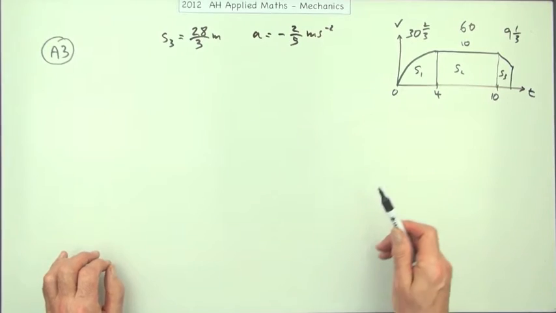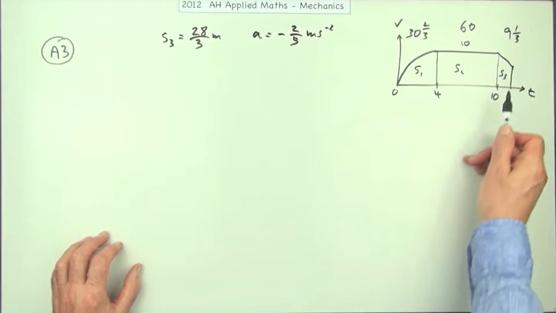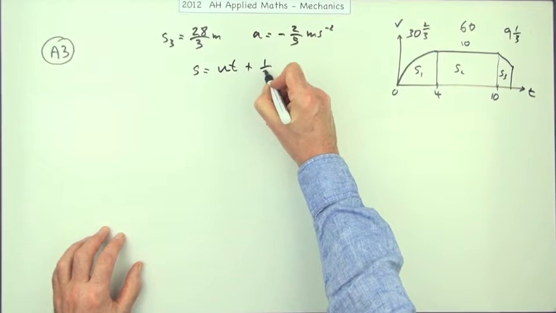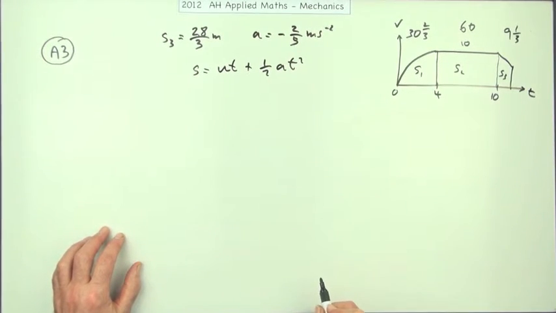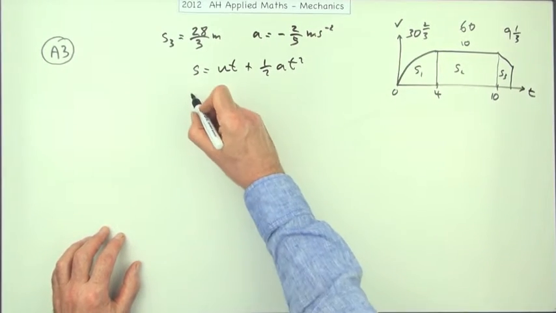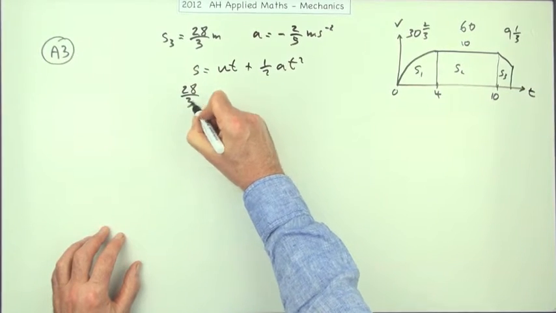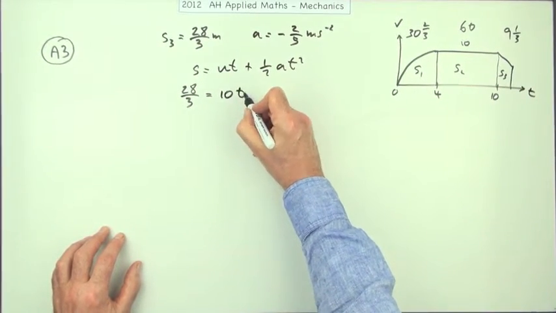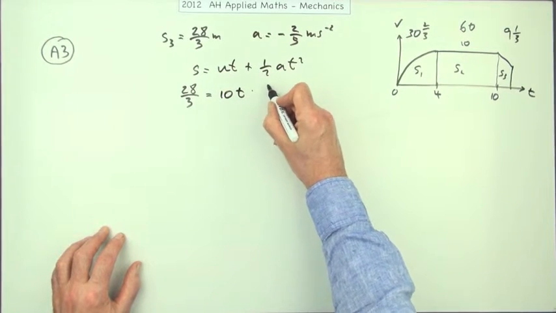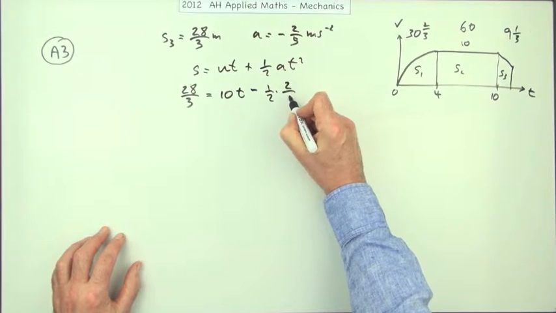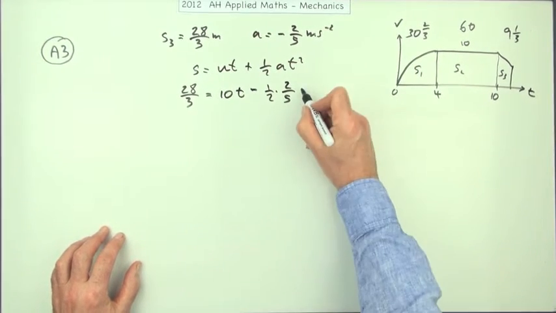than just going straight in with one of your suvat equations for the distance. S equals ut plus a half at squared, because I know all the bits and pieces of that. I know that S is 9 1/3, or I'll go in for this one here, I've got 20 upon 3. U, the initial velocity, was 10. T, I don't know. A half of, A was negative 2/5. And T, I don't know.